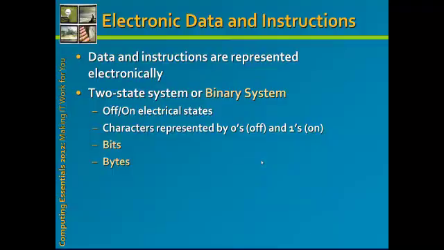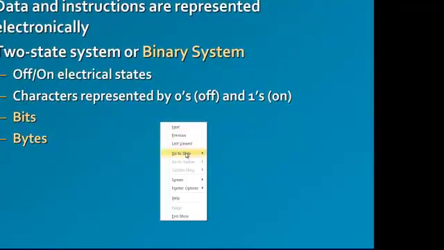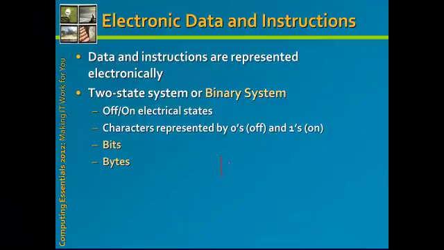Electrical data instructions: two-state systems, or binary systems. Off, on, you have your bits and your bytes. Pretty much whenever you turn a computer off, that's off, and when you turn it on, that's on. Computers are pretty much based on zeros and ones. There's no assignment that has something like that, but it would depict something like this.